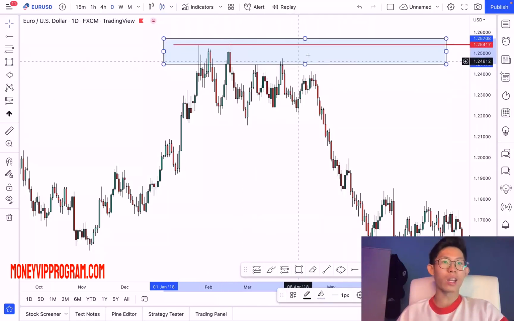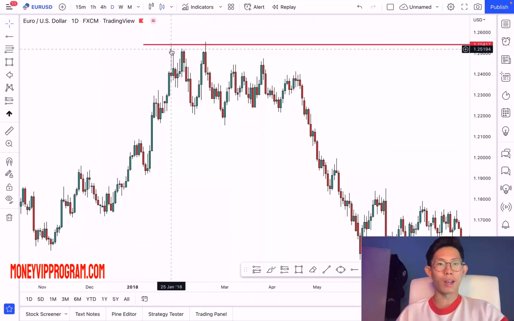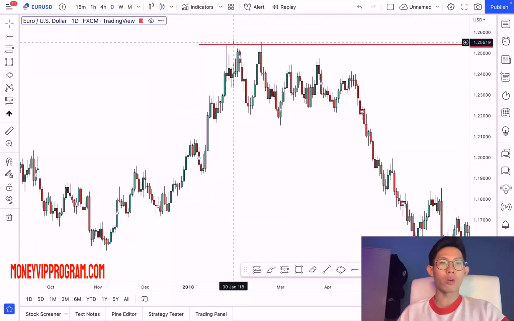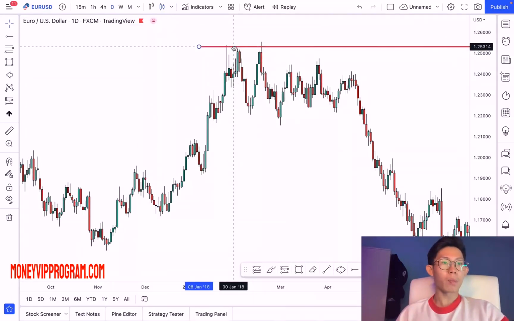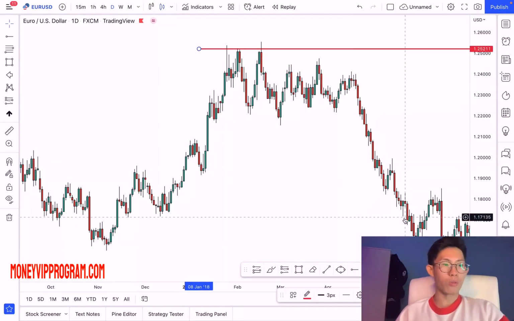So this entire area is your resistance area. You can see if you just draw your resistance level right here, right? Guess what? The next time the price did not even go up here, it just went near there and then it starts reversing back down.